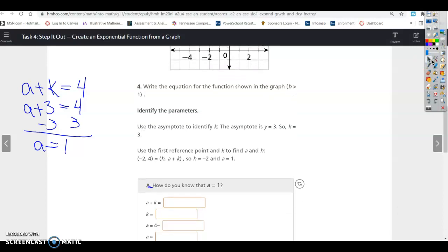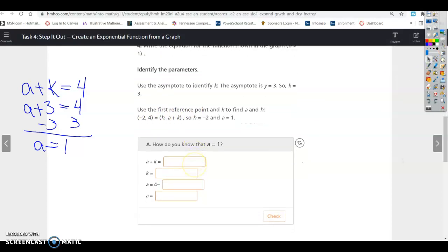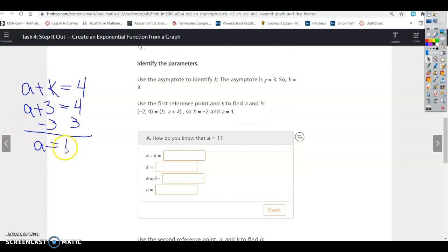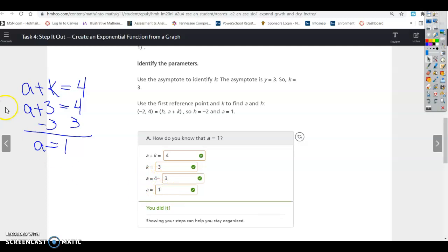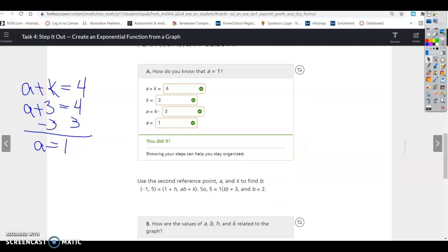So it says h equals -2, a is 1. And then it says, how do you know that a is 1? Well, again, we had the formula, and all we had to do is plug in the information we already knew and then solve for the unknown. So a plus k equals the 4. And k, we knew from above, was given as 3 because that was from the asymptote. And then 4 minus 3 equals a, so a equals 1. That's pretty much what I did right here to the left already.